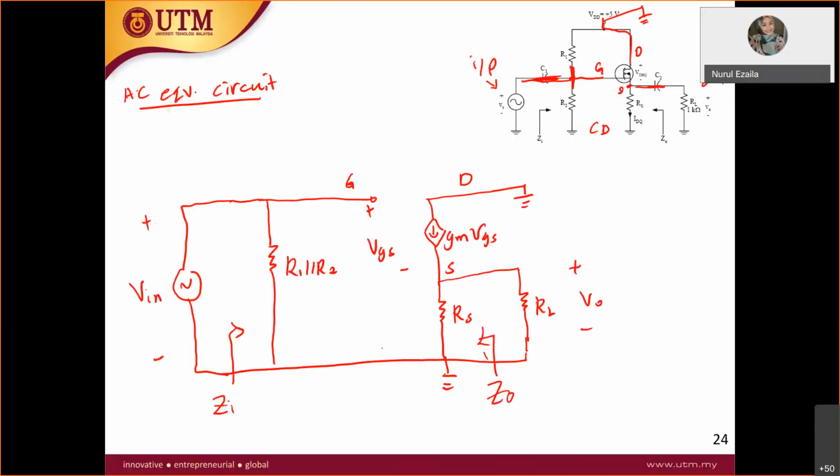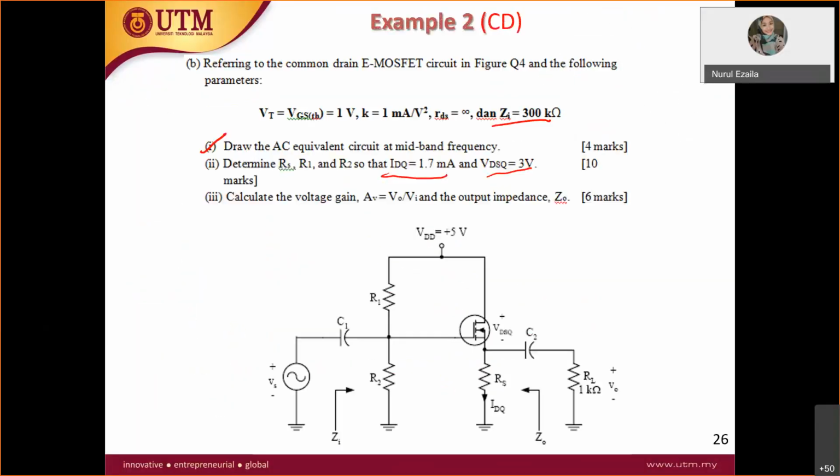Okay, so I think I know. All right, so we have to do it. This is quite, I think they mix the AC and DC. So this one is for the AC equivalent circuit. First they ask for the AC equivalent circuit. Next is determine RS and R1. So this one is DC analysis.